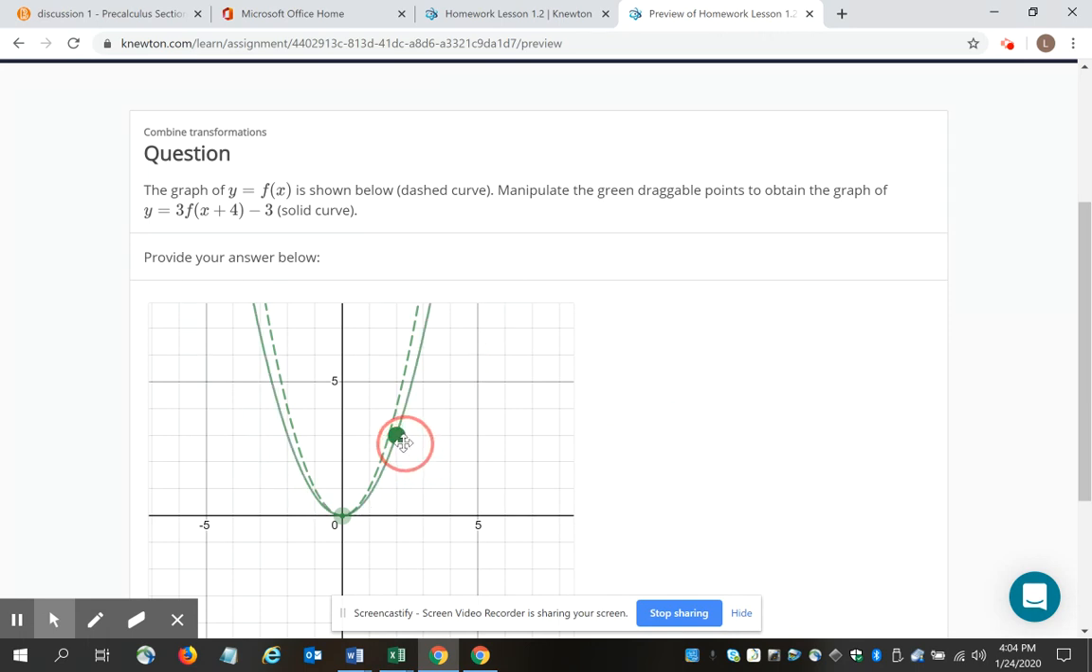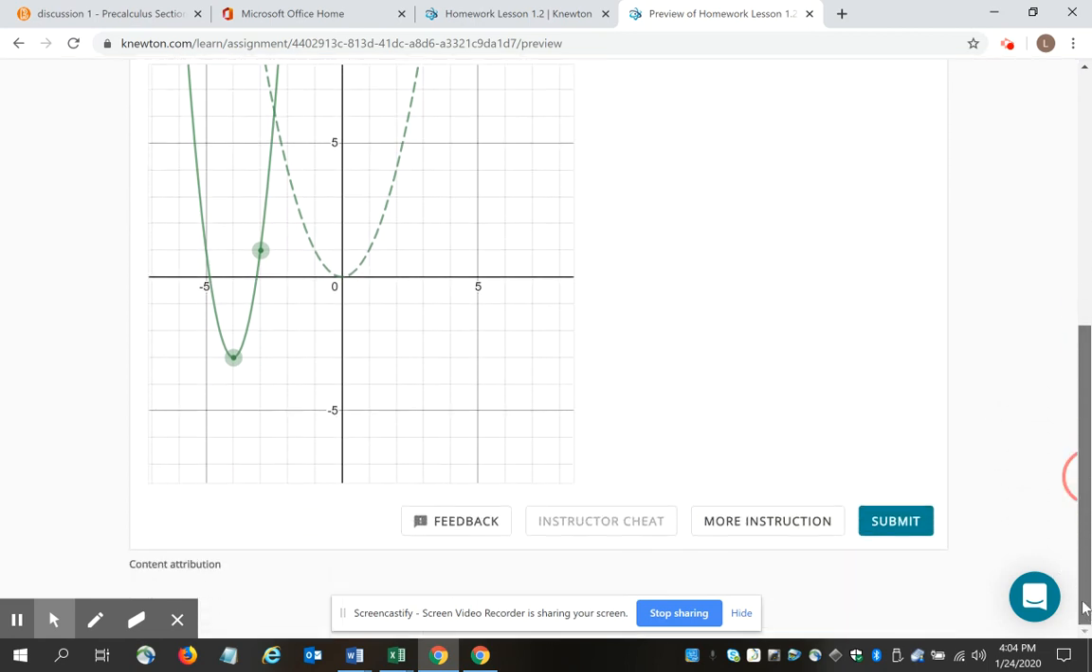Okay, so I'm going to set the graphs so that they match. All right, we're going to go left 4, 1, 2, 3, 4. And we're going to go down 3, 1, 2, 3. All right, and then our other point, which was at 1, we now need to stretch it by 3. 1, 2, 3. Okay. There is no reflection here.